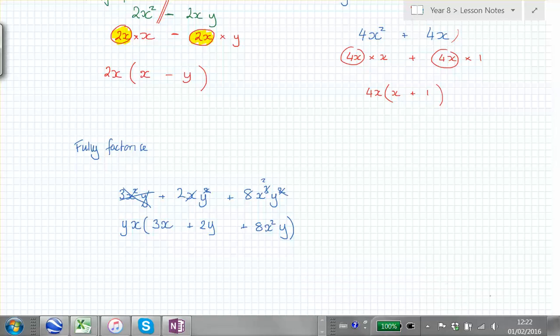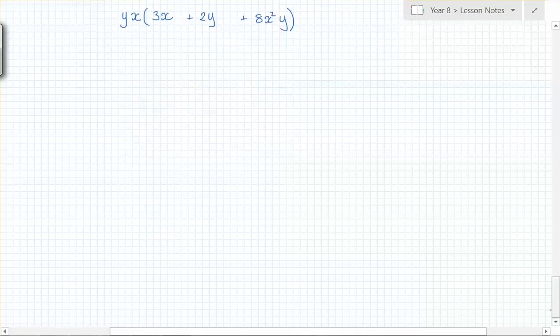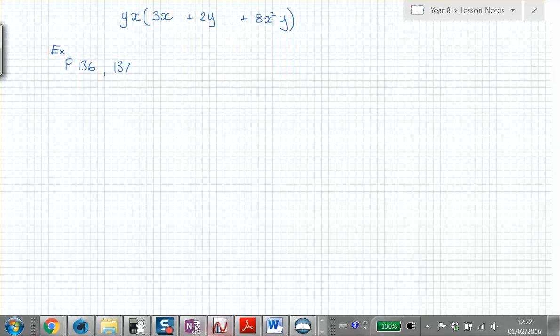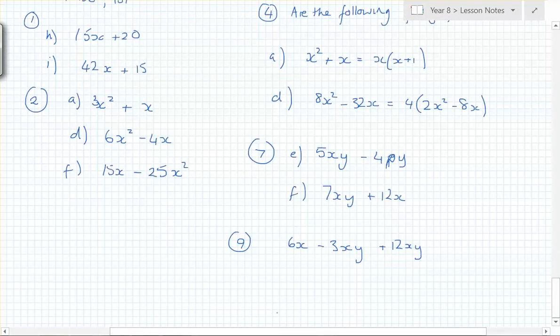So in your books, have you got the exercise there? You haven't. Okay. Let me write out a couple, just in case you then watch this and want to practice more. This is the exercises on page 136, 137. So I'll just write a few out and you can just do them. Okay, guys. So there you have some. Be aware, this one is: are the following fully factorized? It's just an answer, yes or no. If it's a no, give the fully factorized form.